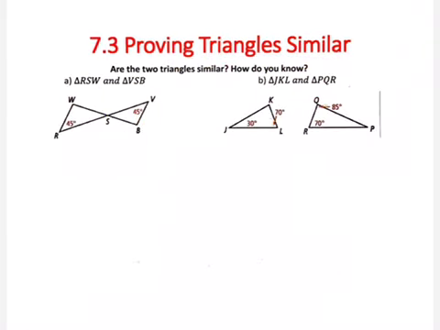Here it's asking, are the two triangles similar, and how do you know? In the first example, we've got congruent angle measures here and here, but we also have vertical angles here, just by the design of the two triangles. Because of the two sets of angle measures, we know that yes, they're similar, sorry, not congruent. So triangle RSW is similar to triangle VSB by angle-angle similarity.